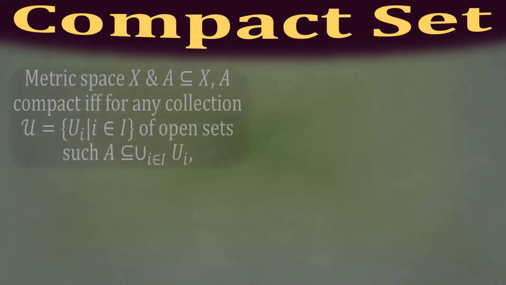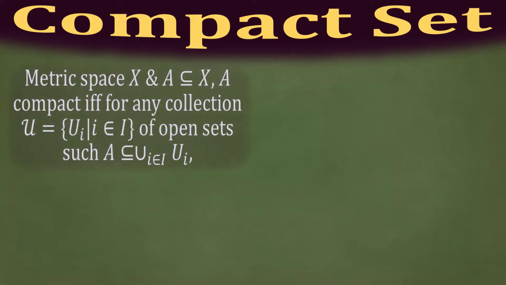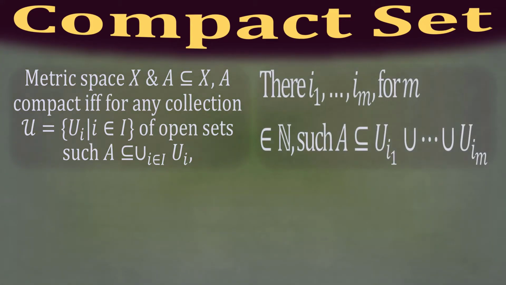Given a metric space X and A in X, A is compact if and only if for every collection U_i, where i is in an index set I, of open sets such that A is a subset of the union over all i in I of U_i, there are some i_1 to i_M, some M in the natural numbers, such that A is a subset of U_{i_1} all the way up to the union of U_{i_M}.